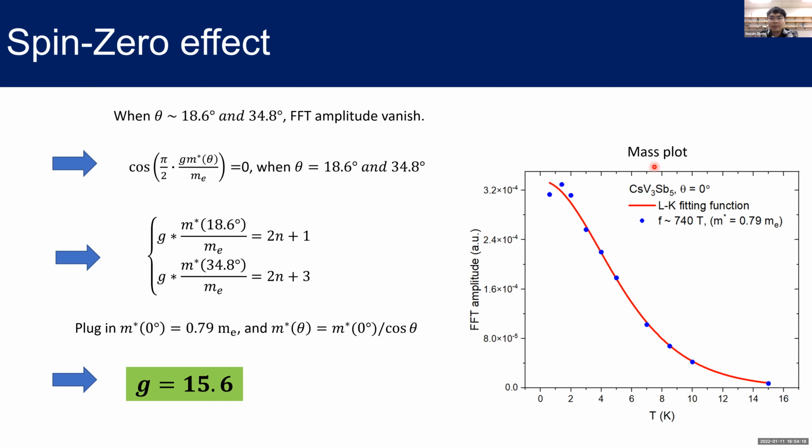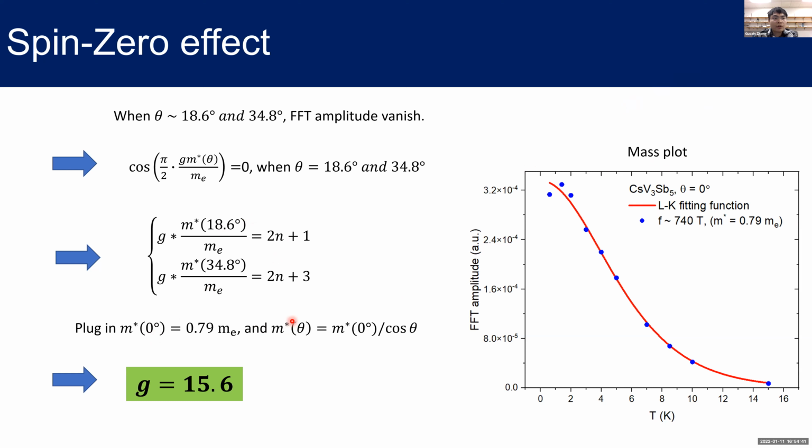We have the mass plot on the right panel. At 0 degrees, the effective mass is around 0.79 electron mass. So plugging this constant in, we can get the G value is around 15.6, which is a large number compared with 2, the electron G factor in vacuum.